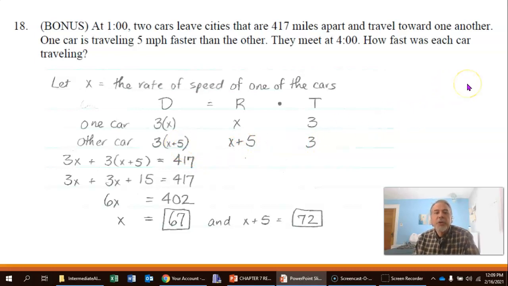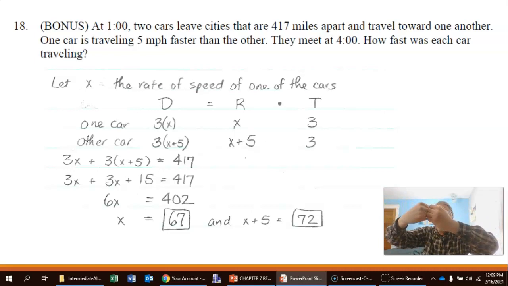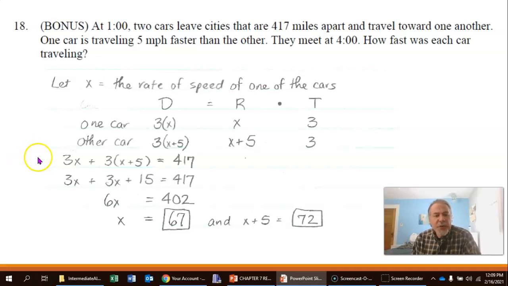Now, since they were starting apart from one another and driving together, they started 417 miles apart and they drove together until they met in the middle. That means that the distance that one of them drove plus the distance that the other one drove should equal that total 417 miles. So that's where the equation comes from. 3x plus 3 times x plus 5 equals 417.